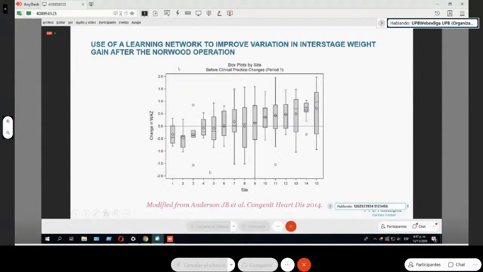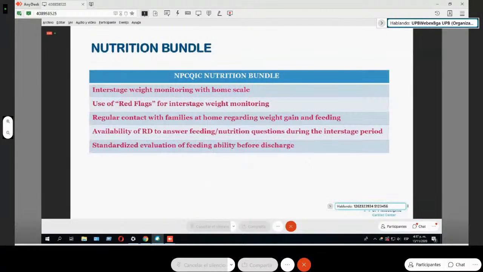Vemos que cada número individual se refiere a un centro, y en el eje de la Y vemos el cambio en el score Z, y lo que podemos ver es que a algunos de los centros a la derecha no les está yendo tan bien en términos de ganancia de peso en el periodo interestadio. Entonces, NPC-QIC propuso la implementación de este paquete de nutrición.